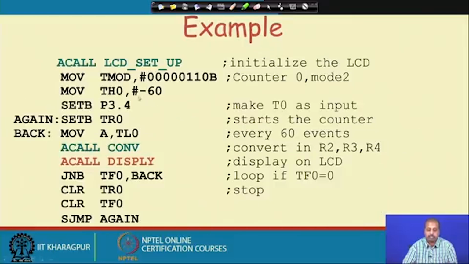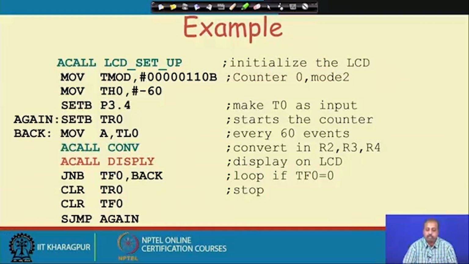First, this LCD setup part, initializing the LCD. This ACALL LCD setup is not a part of our program. We assume that there is an LCD setup routine which will be doing this LCD setup part. Some control words are to be sent to the LCD and all that. So, assuming that it is already done by this LCD setup routine.